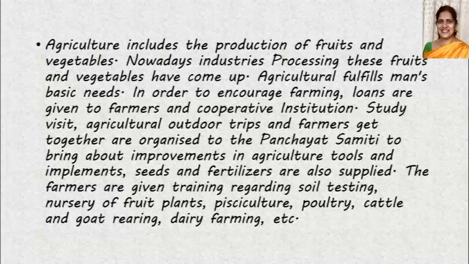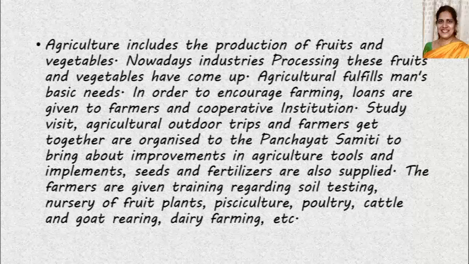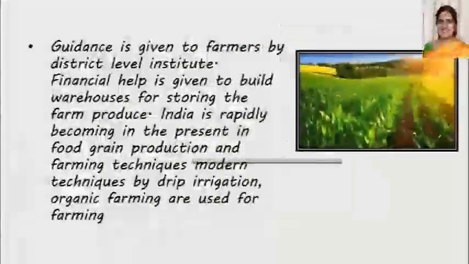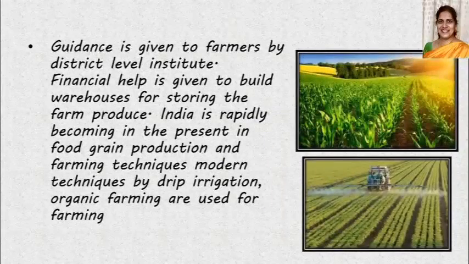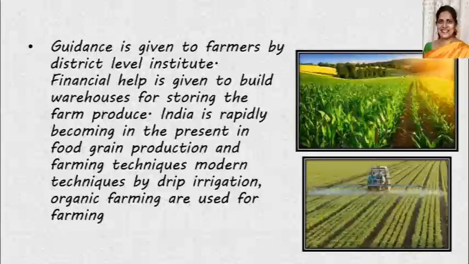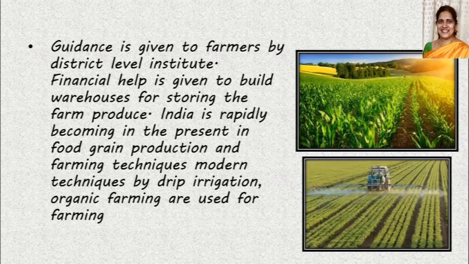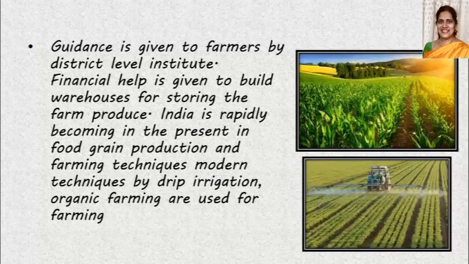These farmers are given training regarding how to test the soil, to have a nursery of fruit plants, pisciculture regarding fish development, and poultry, etc. Guidance is also given to farmers by district level institutes. Financial help is given to build warehouses, that is storehouses for storing the farm produce. India is rapidly becoming very well placed in the present scenario in food grain production and farming techniques, and modern techniques like the drip irrigation method and organic farming. All these methods are being used in modern times.